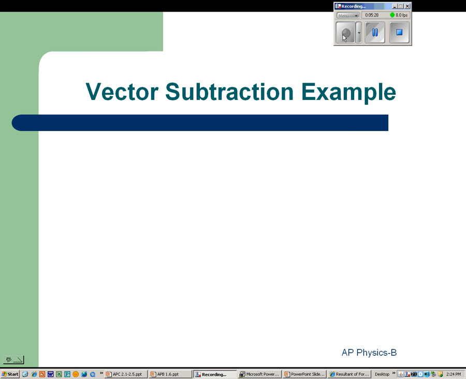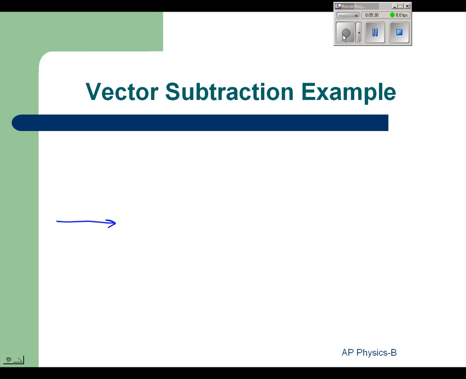So for example, we might want to add two vectors here. We have vector A, looking like this. So let's say we have vector B here. And we know that if we were just to do A plus B, our resultant would be from where I started to where I ended, right there. That would be our resultant vector if we want to do A plus B.